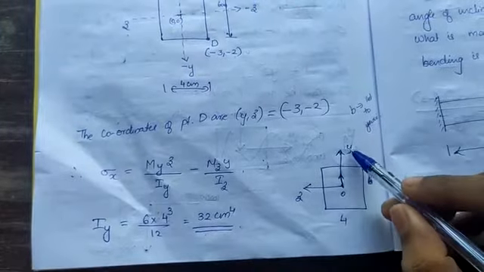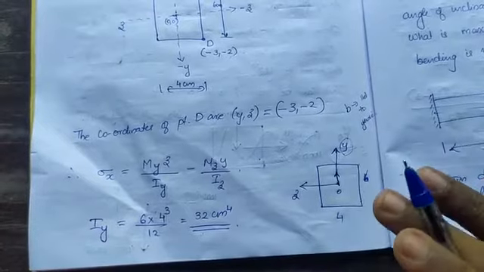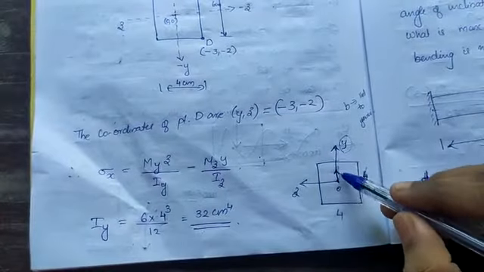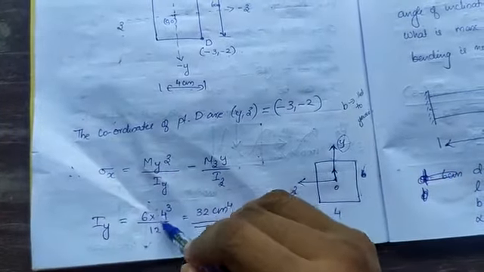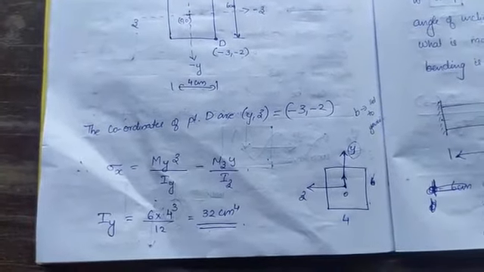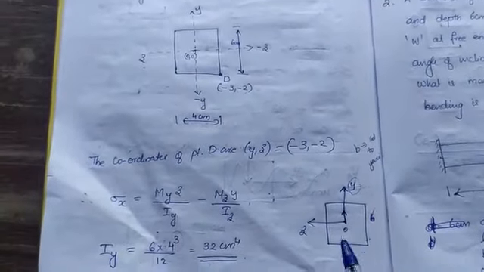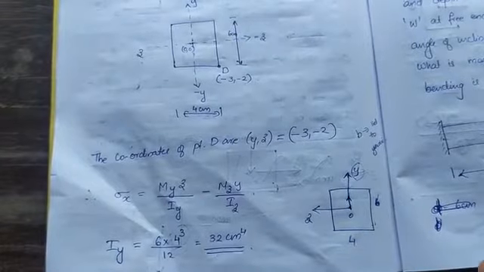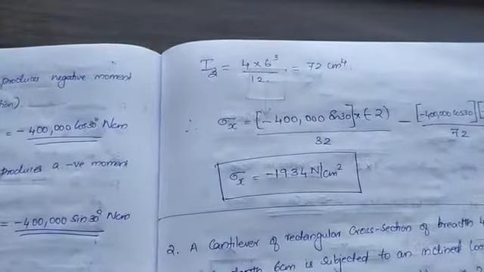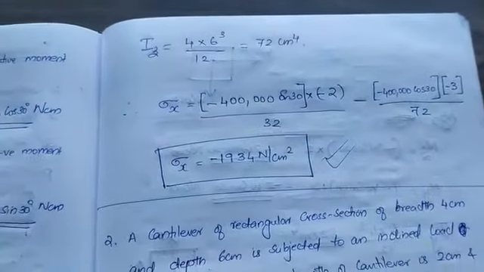That means if you are finding Iy, the dimension in the y direction should not be cubed. The direction which you consider should not be the one that is cubed. Similarly Iz: the dimension in the z direction should not be cubed. So it is 4 into 6 cube by 12. Then you substitute into the equation for sigma x and you will get the answer.